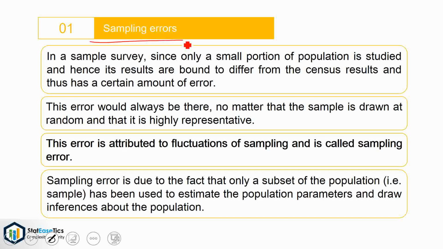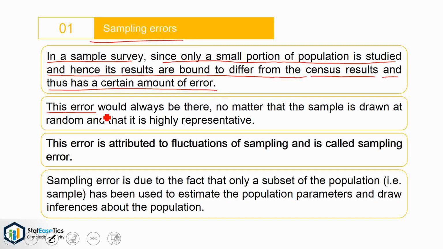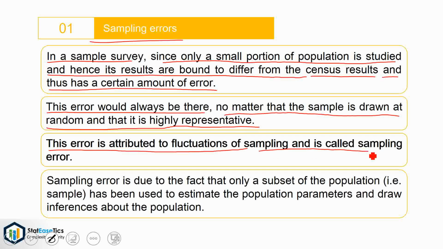Sampling errors. In a sample survey, since only a small portion of the population is studied, its results are bound to differ from the census results and thus have a certain amount of error. This error would always be there, no matter that the sample is drawn at random and that it is highly representative. This error is attributed to fluctuations of sampling and is called sampling error.